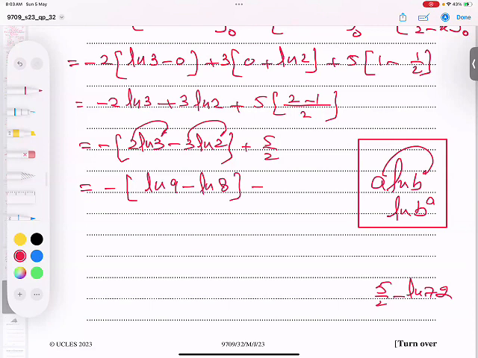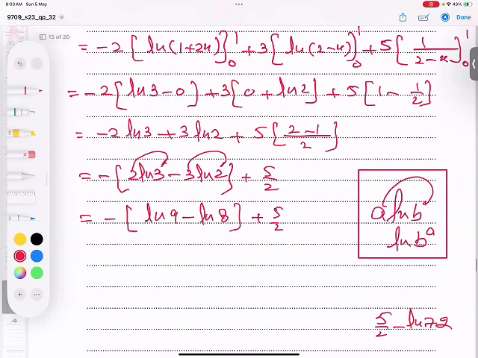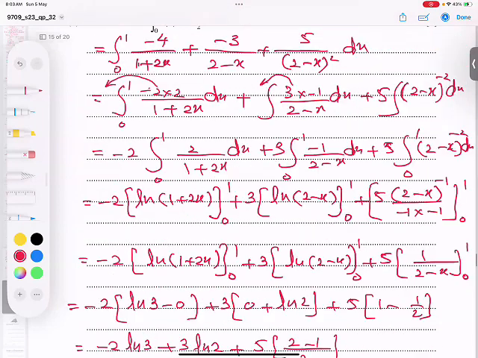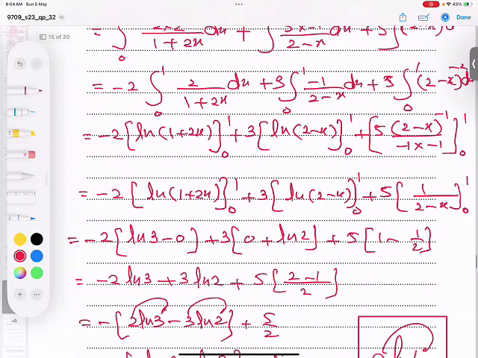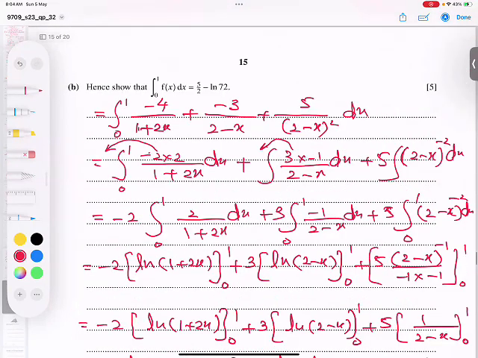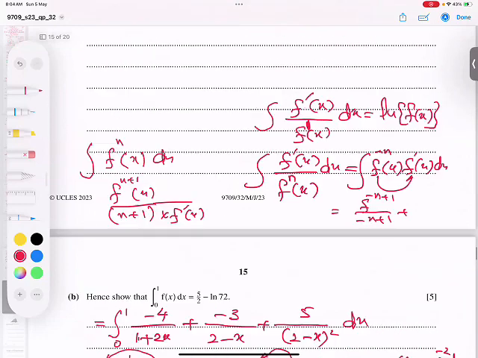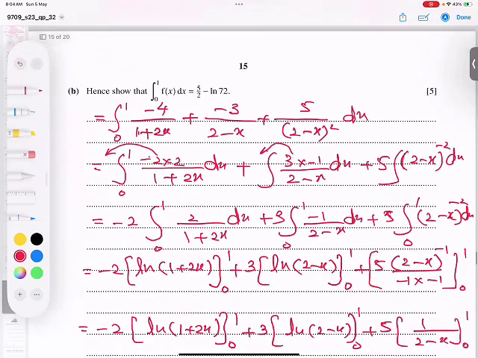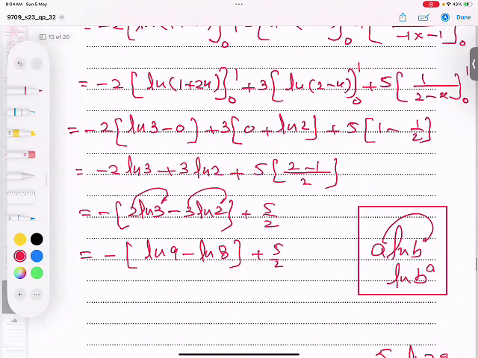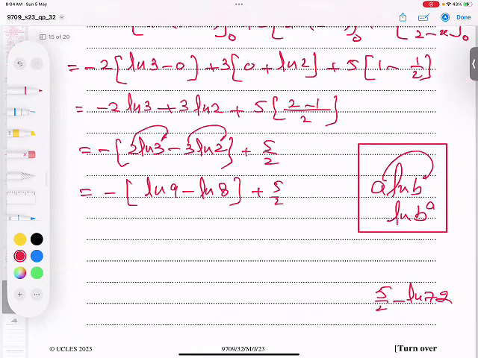Okay, it means we have to be careful somewhere. Let's see where the mistake is, because one sign is coming. Otherwise, it should be plus sign. And then it gives us 72. So have a look now. Where is it? Let's try to find.